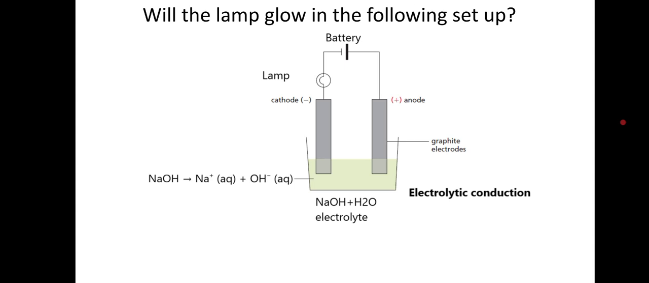So because of this electrolytic conduction, current will flow through the external circuit and definitely the lamp will glow. Here the important point is, at the anode oxygen gas is produced, and at the cathode hydrogen gas is produced.